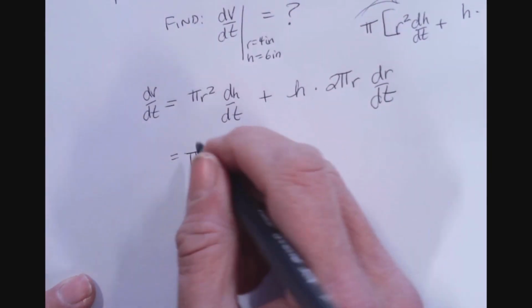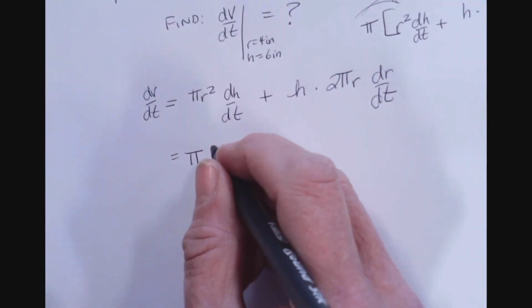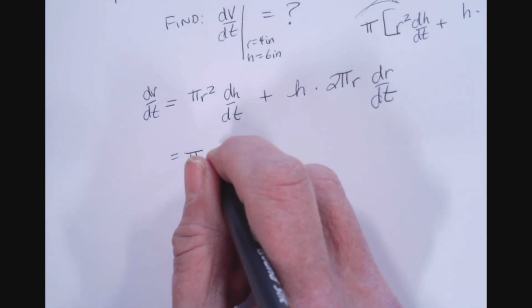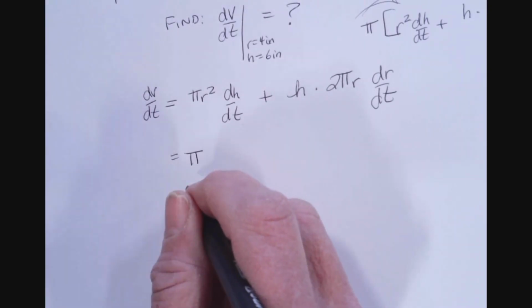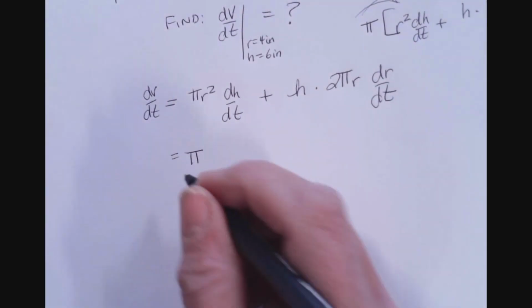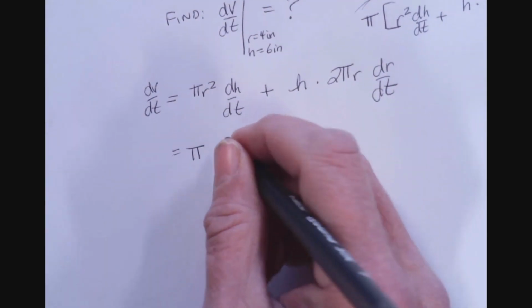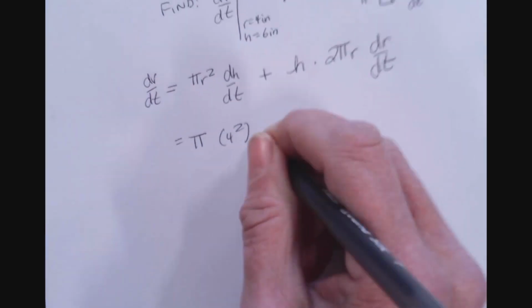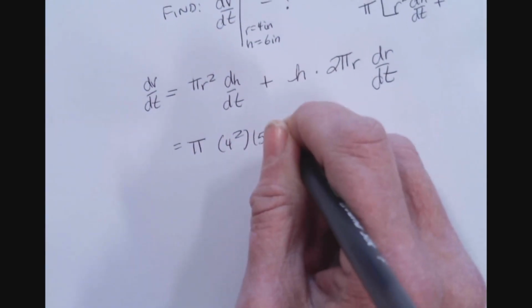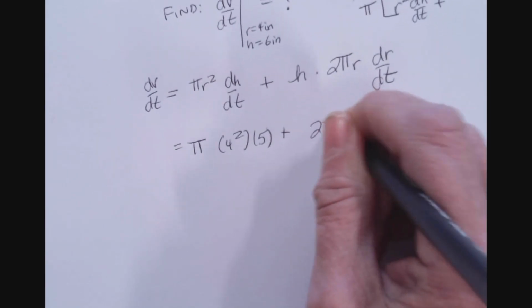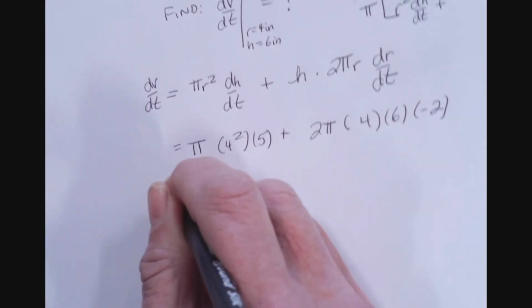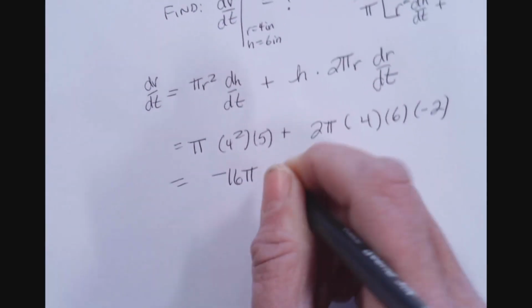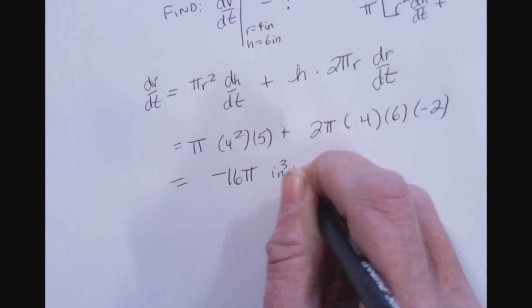Okay, so then when do we plug this in? Let's see. Just plug that all in. Did you end up with -16 pi? Did we do that? Okay. So pi times 4 squared times 5 plus 4 times 6 times -2. And we get -16 pi inches cubed per second.